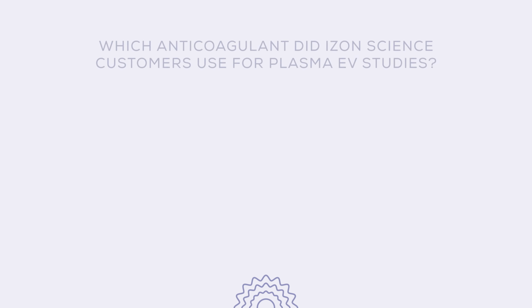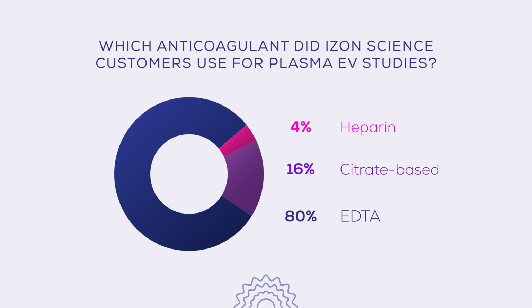But let's rewind. If you want to use plasma, first you need to pick which tubes, and so which anticoagulant, to put your sample into. If it was a matter of what is the most popular, then EDTA would win hands down. But is that because it's better, or because it's more of an active habit than a conscious decision for EV quality? First, let's take a look at size.